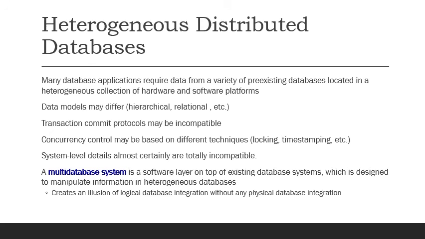Next, let's see heterogeneous distributed databases. Many new database applications require data from a variety of pre-existing databases located in a heterogeneous collection of hardware and software environments. Manipulation of information located in a heterogeneous distributed database requires an additional software layer on top of the existing database systems. This software layer is called a multi-database system. The local database systems may employ different logical models and data definition and data manipulation languages, and may differ in their concurrency control and transaction management mechanisms. A multi-database system creates the illusion of logical database integration without requiring physical database integration.